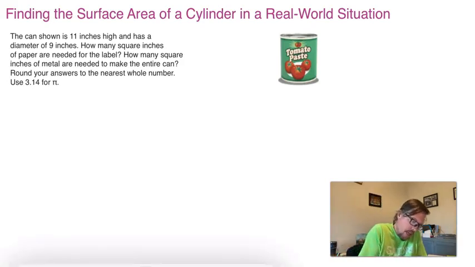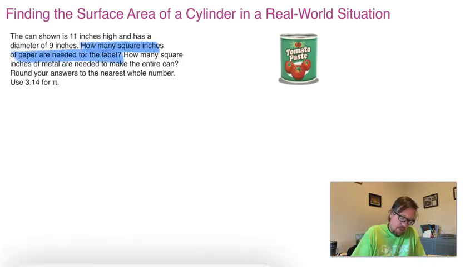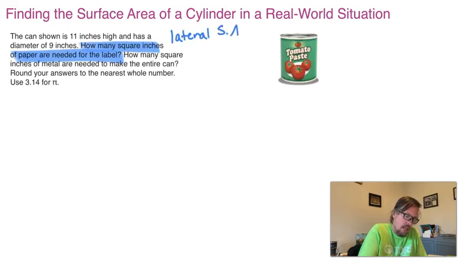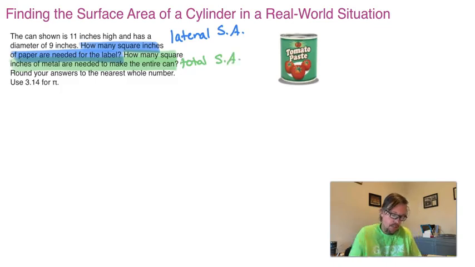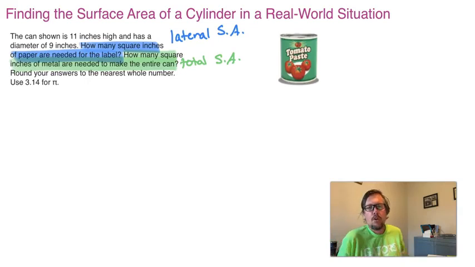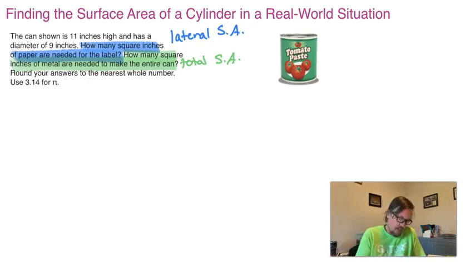When it says how many square inches are needed for the label, that just goes around the outside of the can. That is asking us for lateral surface area. Then, in the next sentence, how many square inches of metal are needed to make the entire can, that is asking us for total surface area. So we need to find both lateral surface area and total surface area, which is fine because to get total surface area, we have to find lateral surface area anyway.